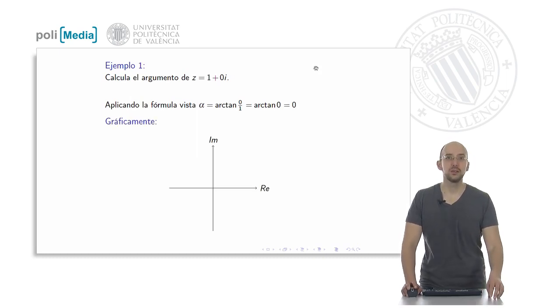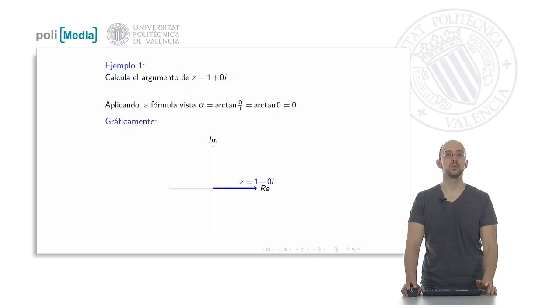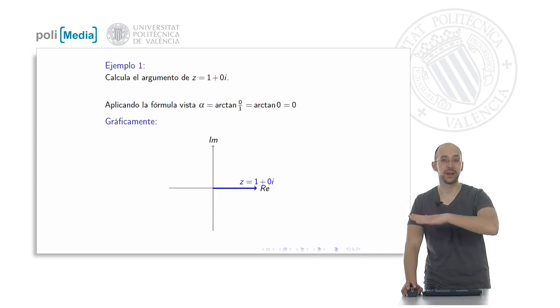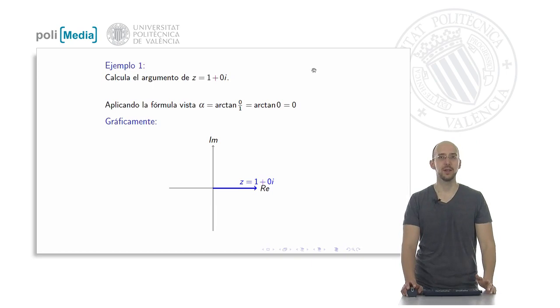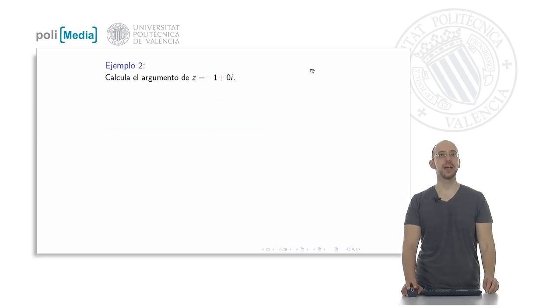Is it necessary to apply the formula in this case? No, not at all. Notice where the complex number 1 plus 0i is located, and as we can see, it is on the real axis. What angle does this complex number form with respect to the real axis? 0. So, you could have calculated the argument directly by saying that it is 0 without applying the formula. Well, now let's take the opposite.